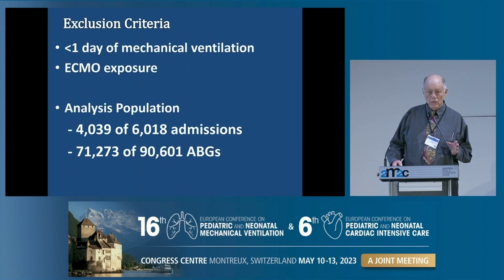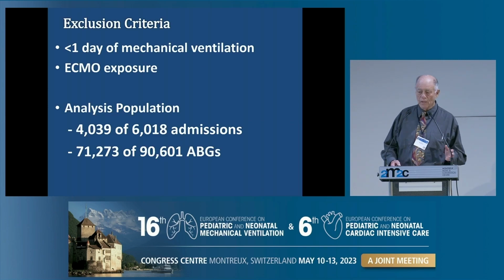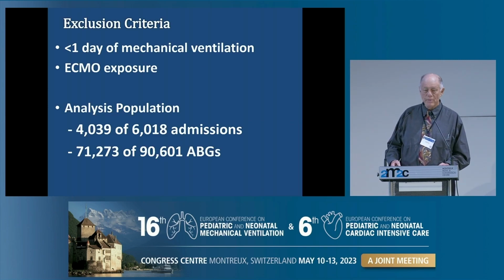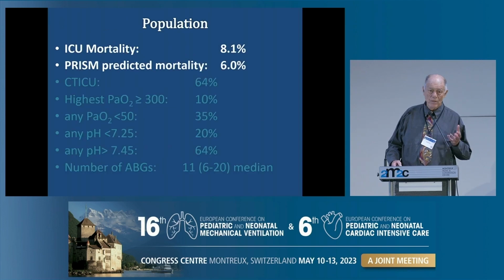And we excluded all the subjects that had less than 1 day of mechanical ventilation, and all those that were exposed to ECMO. That left us with a population of just over 4,000 admissions and 71,000 paired blood gas measurements. In the population that we did the analysis on, the ICU mortality was 8.1%. The PRISM predicted mortality was 6%.